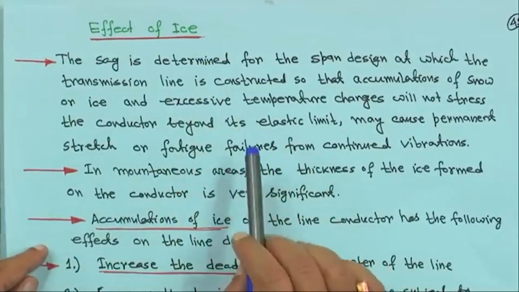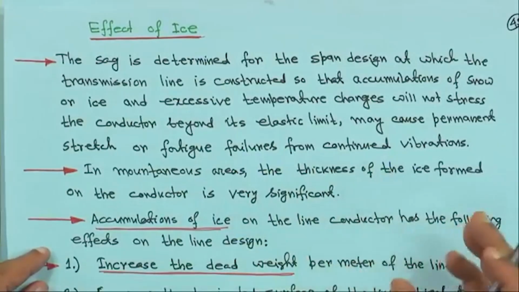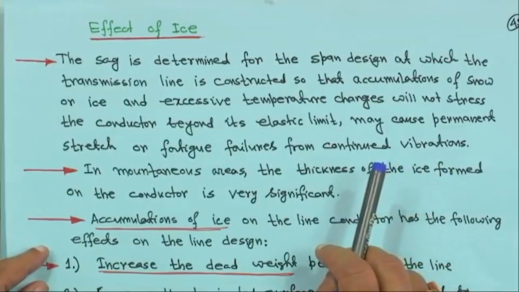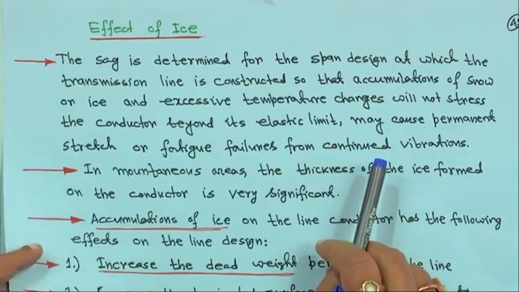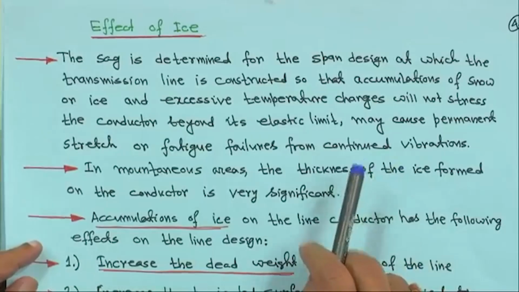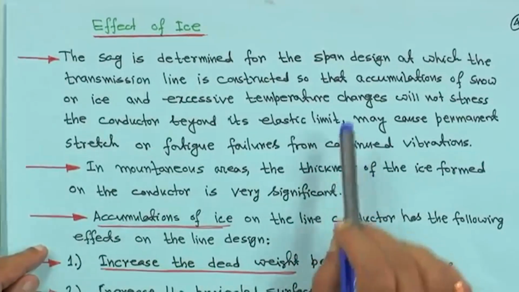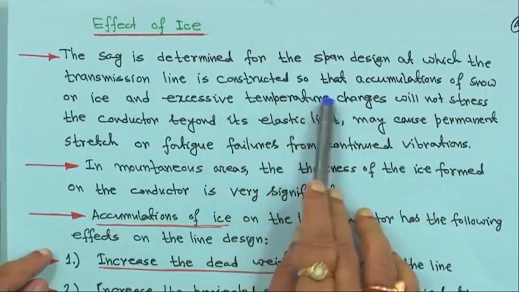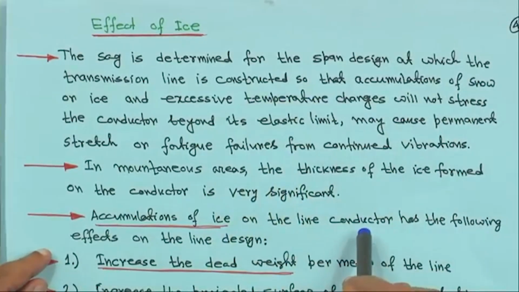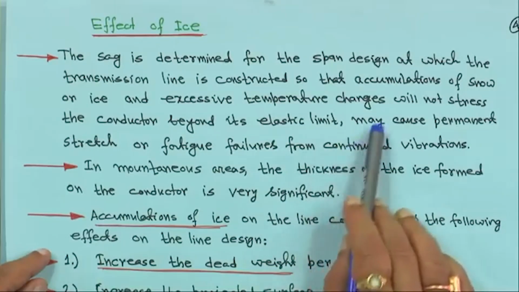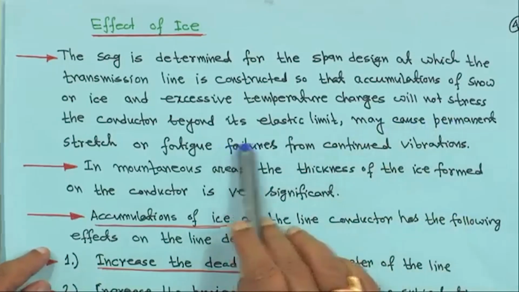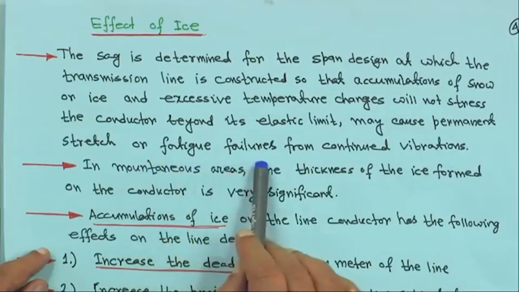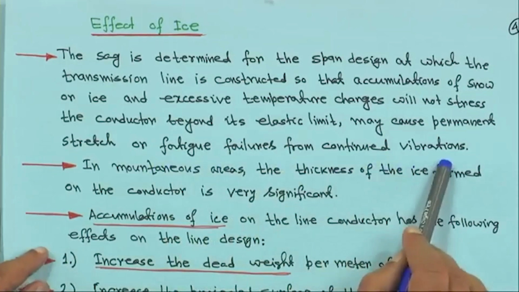ice, therefore, sag is determined. But as soon as that ice will be there, naturally the weight of the conductor will increase, because the weight of ice also will be high. So, you have to consider everything. Therefore, sag is determined for the span design at which the transmission line is constructed, so that accumulation of snow or ice and excessive temperature changes will not stress the conductor beyond the elastic limit, which may cause permanent stretch or fatigue failures from continued vibration.